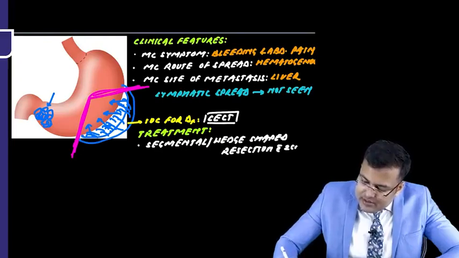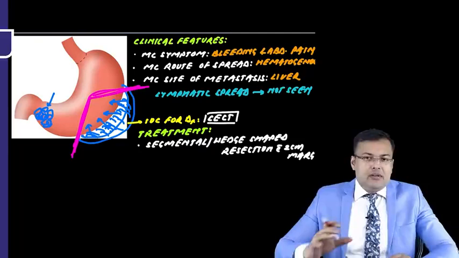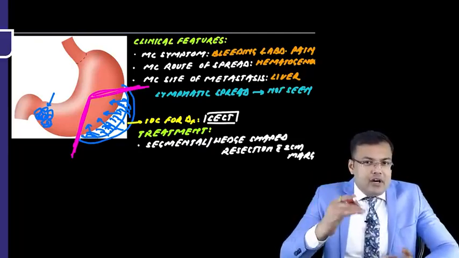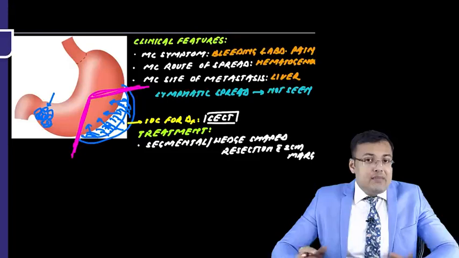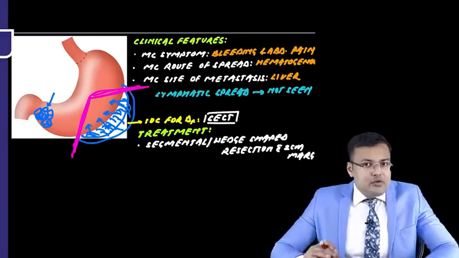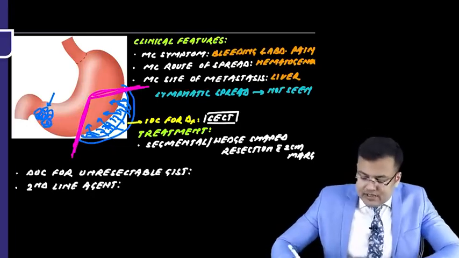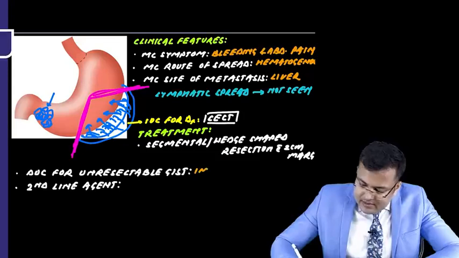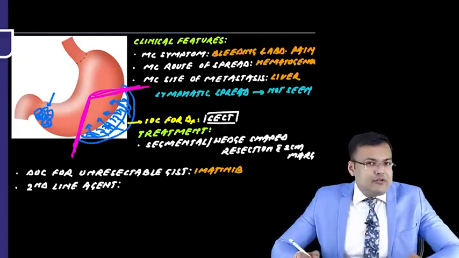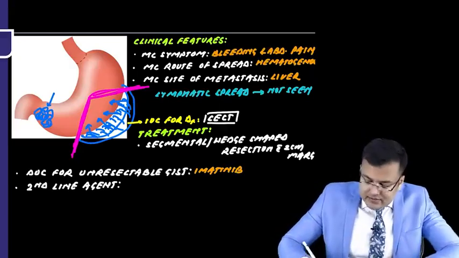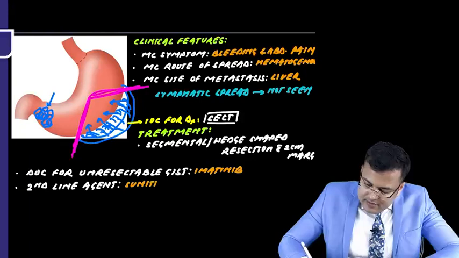Now imagine the tumor is unresectable, so we have to downstage the tumor. And for downstaging the tumor, what is the first line agent? Imatinib mesylate. Second line agent, sunitinib. And the third line agent, regorafenib. So drug of choice for unresectable GIST is imatinib mesylate. Second line agent, drug of choice for imatinib resistant GIST, we give sunitinib. And third line agent, there is a new drug, regorafenib.